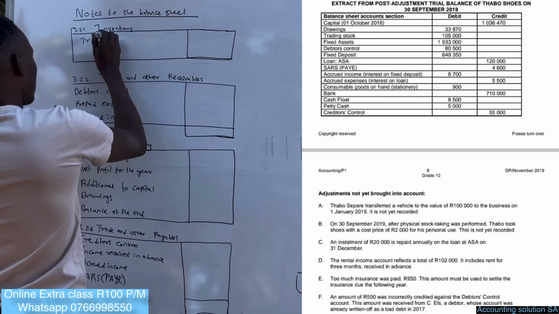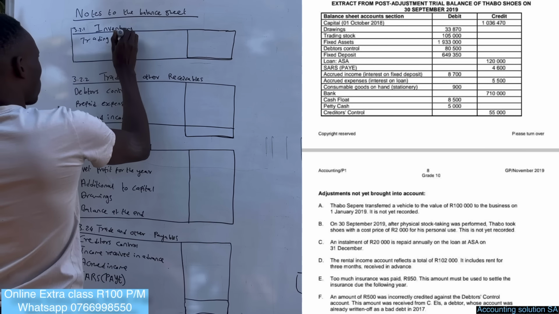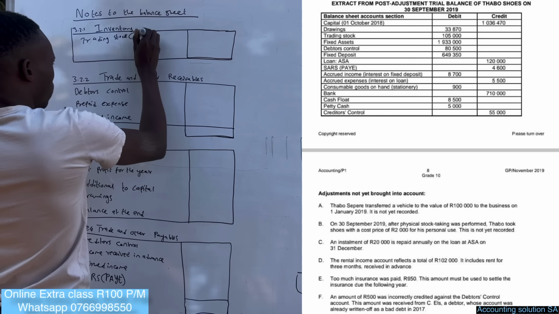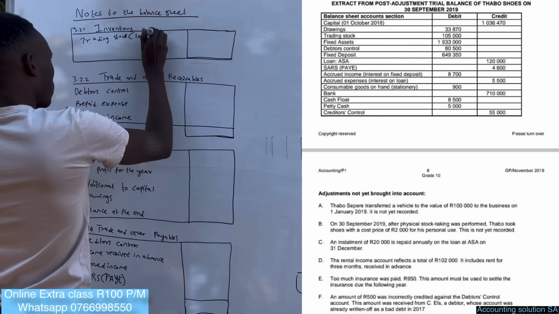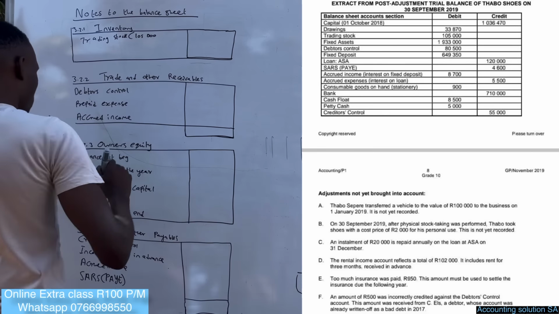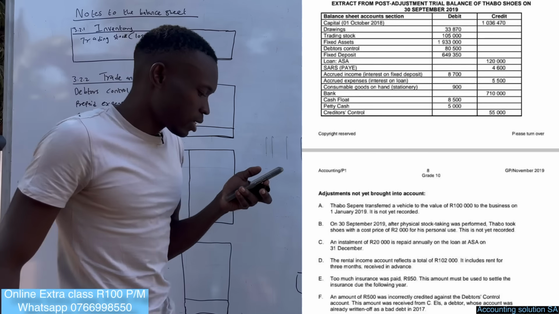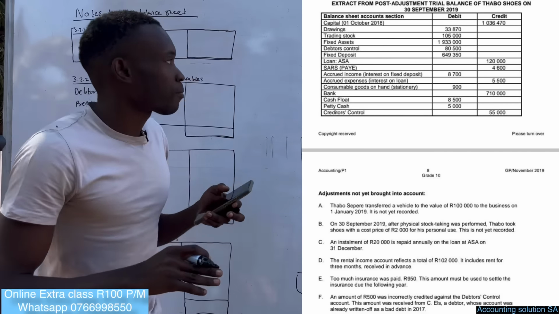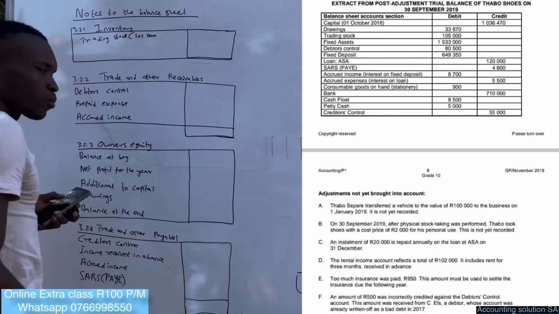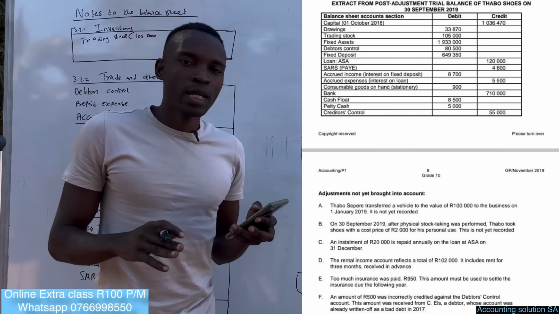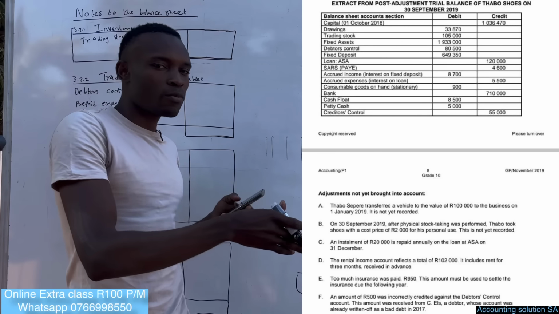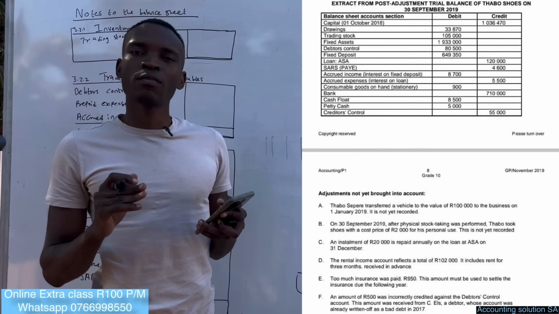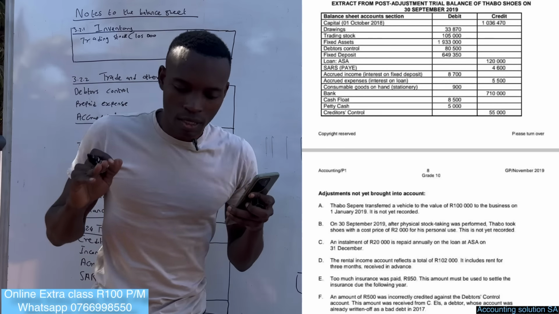Trading stock at the beginning was 105,000. Before we proceed, we must first check that there is no adjustment that is going to affect this one. For example, this is the inventory that we recorded at the beginning. It can happen that the owner donated some inventory, which we have to subtract. It can happen that the owner withdrew some inventory, which we need to subtract.